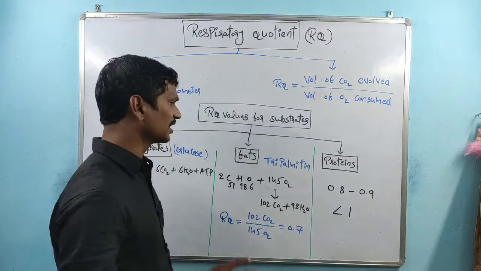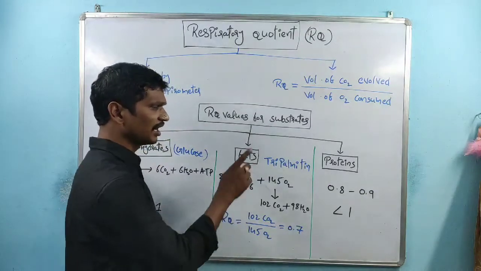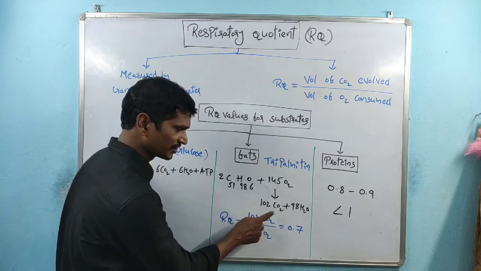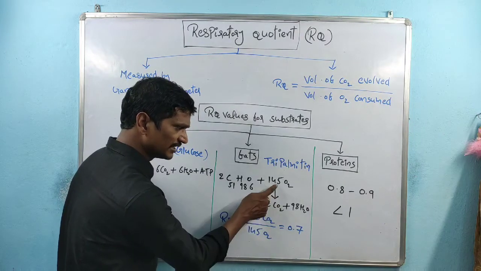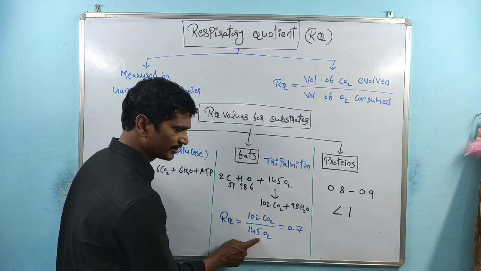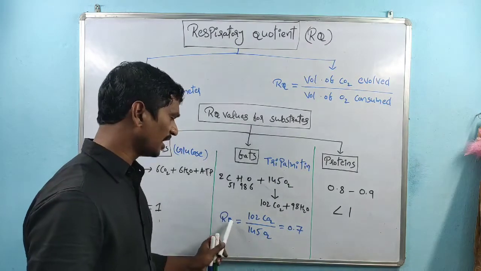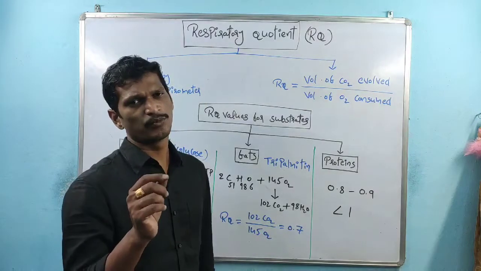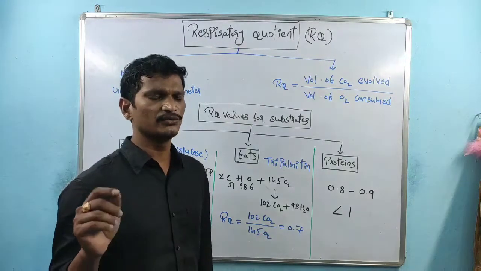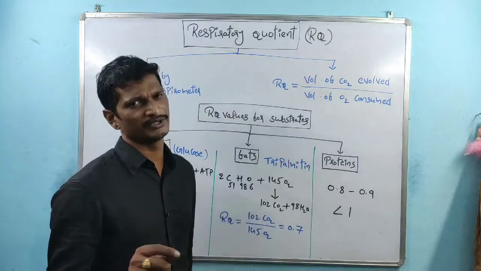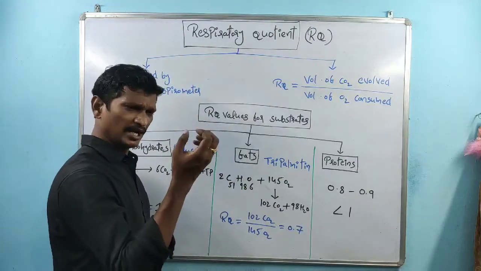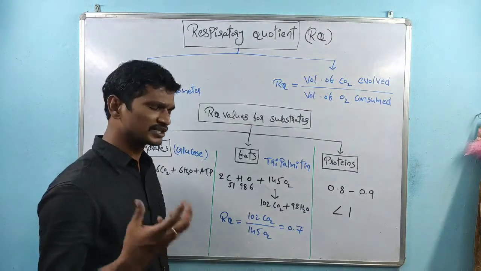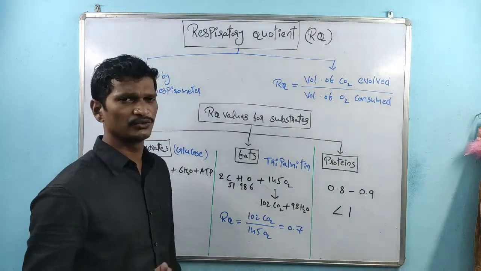So if we calculate the RQ value for the fats, or the tripalmitin, here 102 carbon dioxide molecules, and oxygen molecules are 145. Then if we calculate the RQ value for the fats, the value is 0.7. So the RQ value for the fats is 0.7. Based on the amount of carbon dioxide evolved and the amount of oxygen consumed, we are calculating those RQ values.